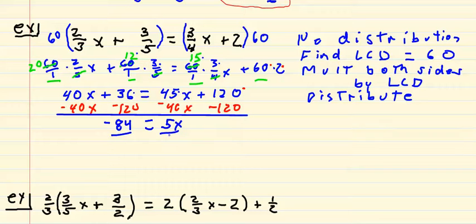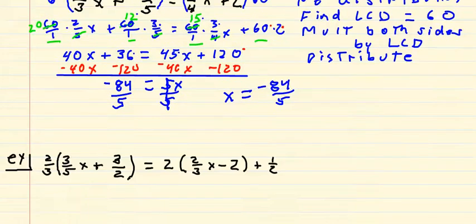Then I divide both sides by 5. And please show this. I want you understanding that we are, in this case, subtracting 40x to both sides. The operation that we're performing is subtracting to both sides. Here, we're dividing both sides. We need to show that. These 5's cancel, and my final answer then is x equals negative 84 over 5.